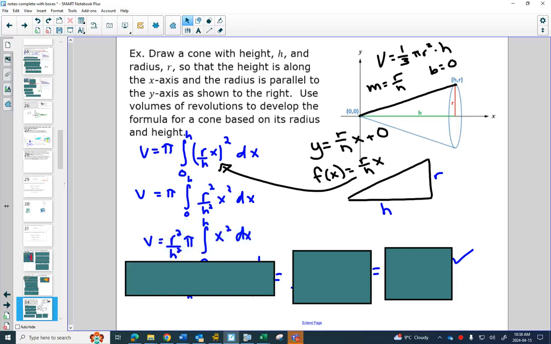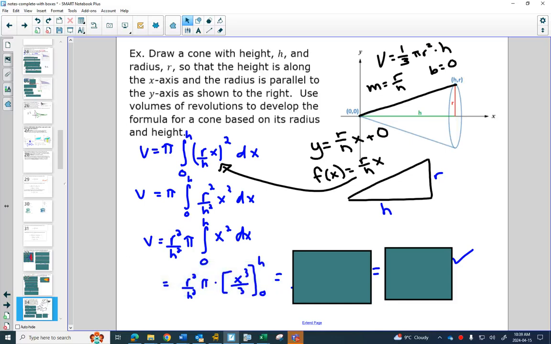Multiply things out. Now the r squared over h squared, those are constants. Those are just numbers. We're creating a formula, so we're keeping them as r and h, but you could bring them out in front of your integral. And then our integral is just x squared. What's really cool about this is when you integrate that, you get your x cubed over 3, that's where your 1/3 comes out in your formula.